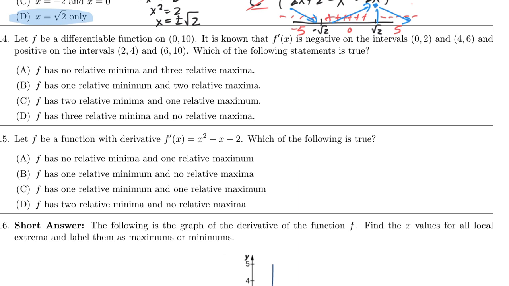This one is basically the same thing, but you don't have to do any of the starting work. We have this function from 0 to 10, from 0 to 2, 2 to 4, 4 to 6. All right, those are our little intervals. They say from 0 to 2, my derivative is negative, which means I'm decreasing. From 2 to 4, the derivative is positive, so I'm increasing. 4 to 6, it's negative. 6 to 10, it's positive. So I'm going to have a minimum down here, a maximum up there, and a minimum down here. So 2 minimums, 1 maximum, which is C.